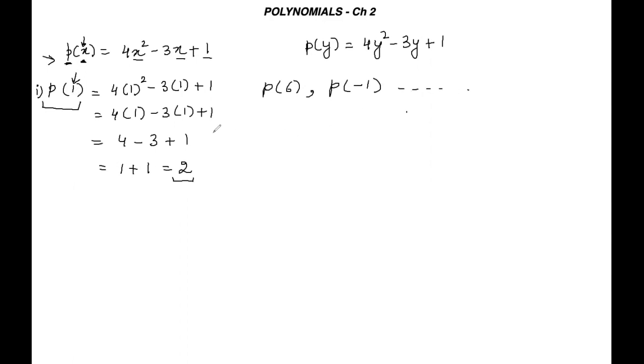Now, there will be a few values where the overall value of the polynomial will be equal to 0. And at that particular point, we would say that it is the 0 of the polynomial. Now we will take an example for this. So we will start with a linear polynomial. Now let us study the zeros of a polynomial.